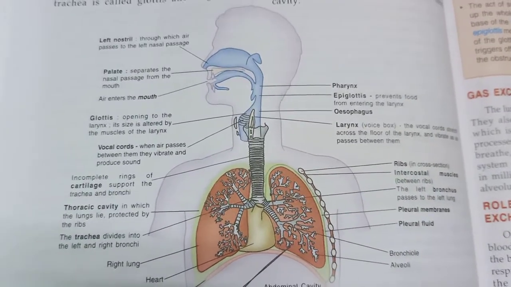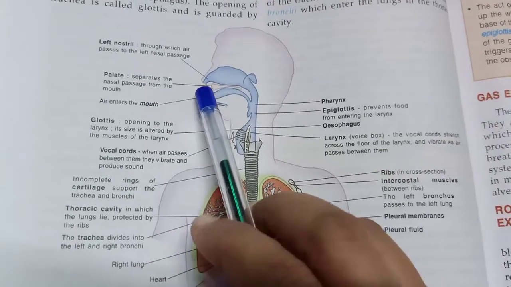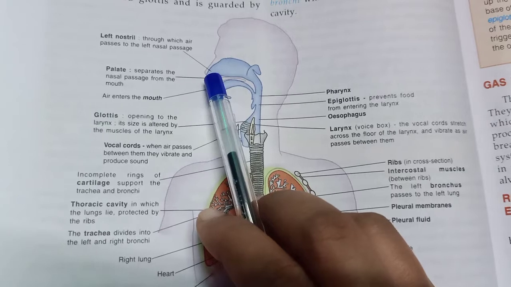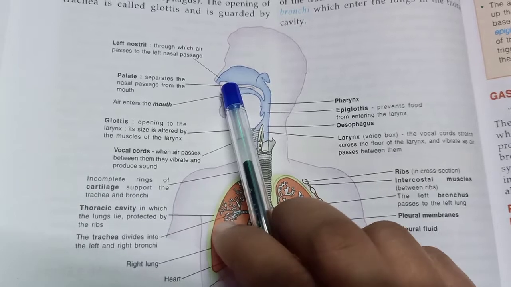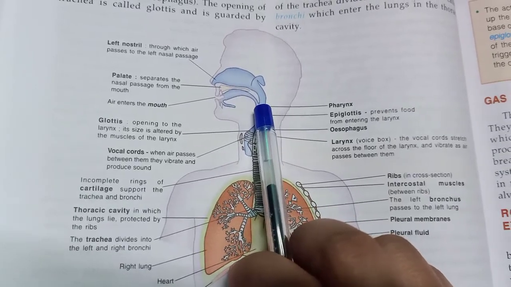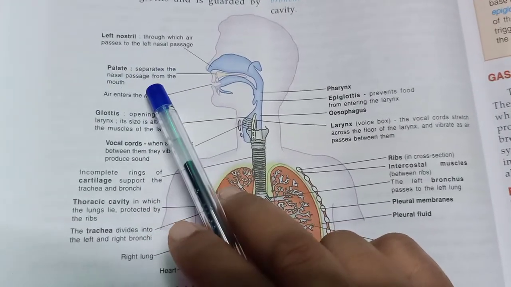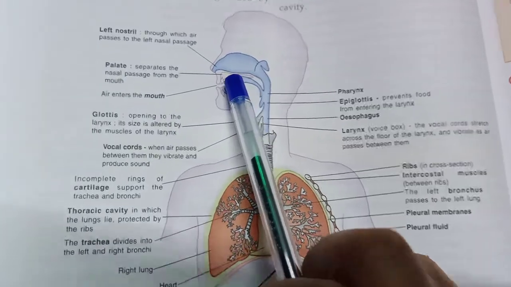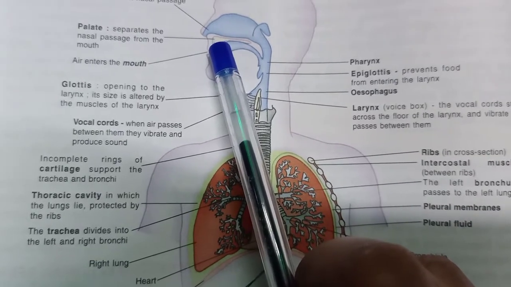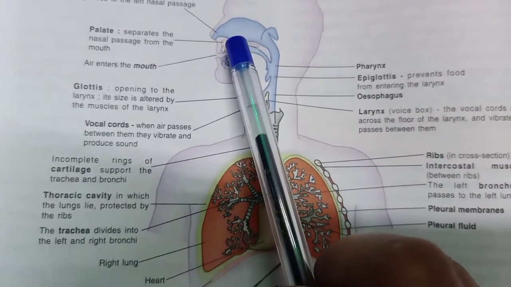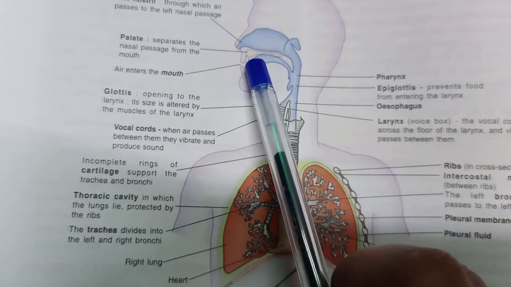Now I want to discuss this whole diagram with you. I've shown you the nostrils over here. There are left and right nostrils, and the air passes through these nostrils to the nasal cavity, the nasal passage. Then the palate separates the nasal passage from the mouth. Here you can see the mouth, and here is the nasal passage, and the palate separates both of them.